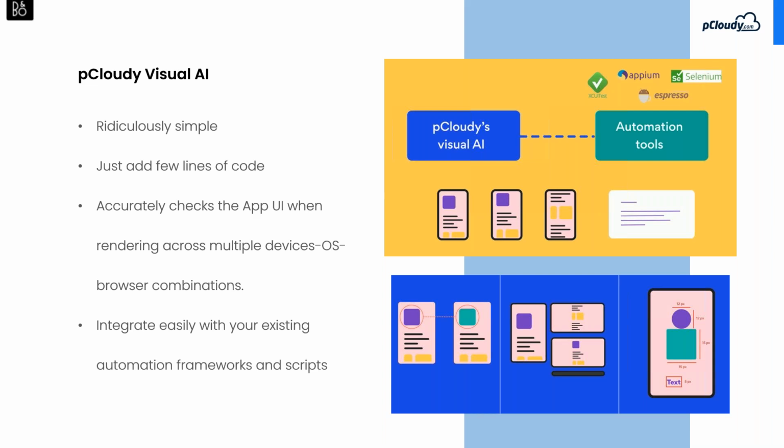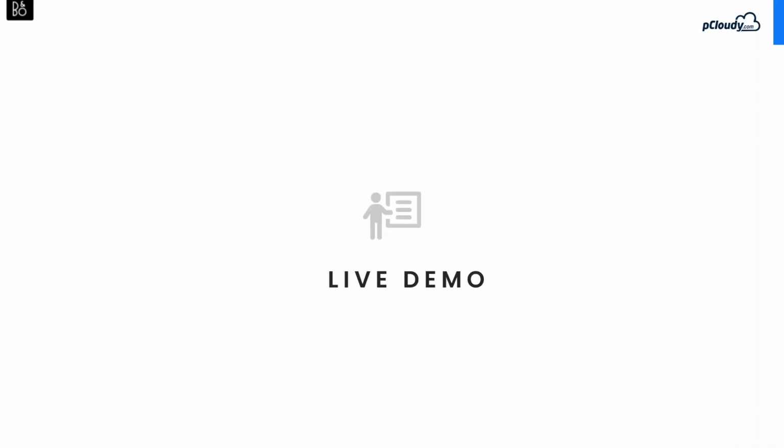When it comes to enabling this on your favorite automation tools, we can see it live: how the code can be integrated with an existing framework, and execute a sample script and see how pCloudy's visual AI helps you spot differences across screens on different devices and OS combinations. Let's see it live. I'll quickly jump into the demo. Now let me just switch.